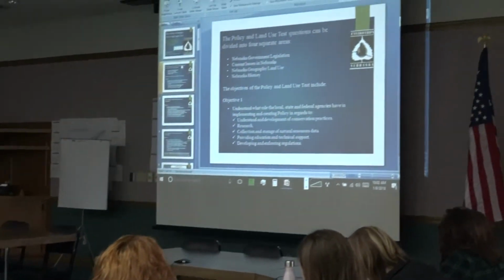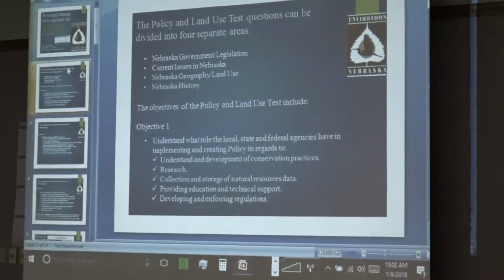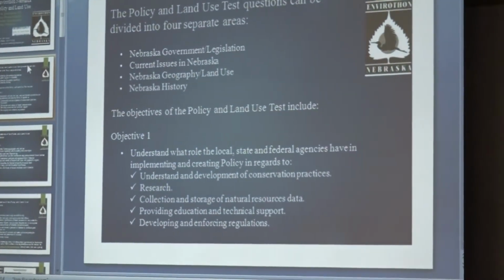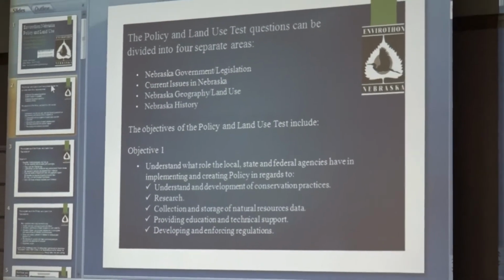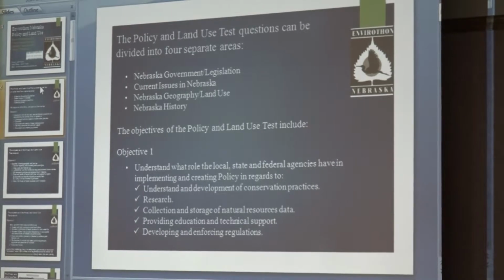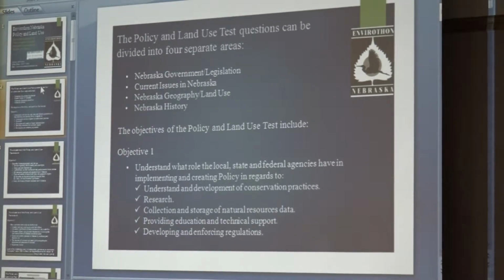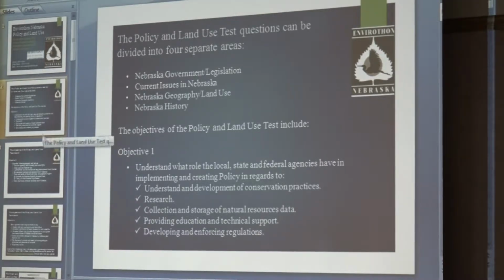The test I put together can be divided into four different areas: Nebraska government, legislation, current issues, geography, land use, and Nebraska history. The objectives: one is to understand the role of local, state, and federal agencies in implementing what they do, their conservation practices that they promote, the research, collection, and storage of natural resources data, providing education, technical support, and developing and enforcing regulations.